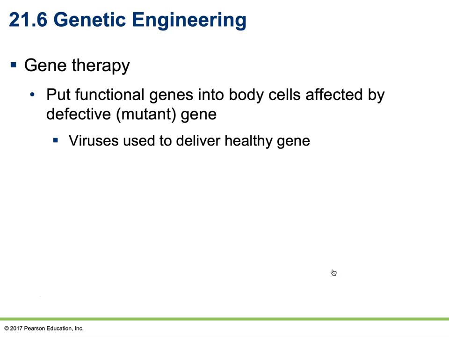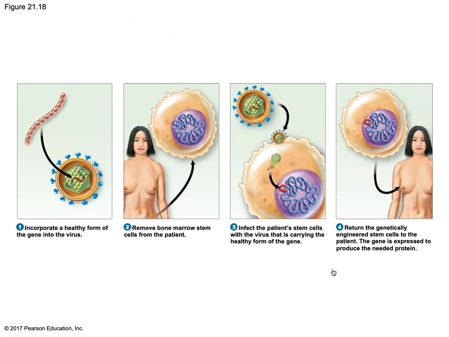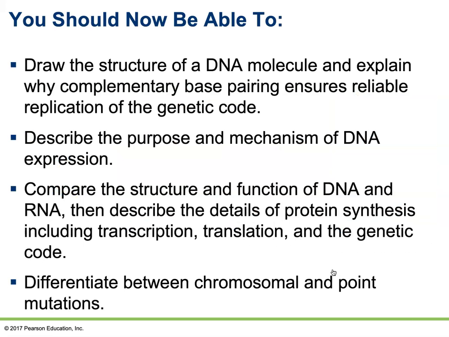However, if we could hijack that system, empty the virus of whatever harmful DNA it's containing, and inject the DNA that we need for the missing protein, we could then potentially start synthesizing and making that protein, making that missing gene that we need. So it has the potential to cure inherited diseases. There has been some success with severe combined immunodeficiency for this particular type of gene therapy.